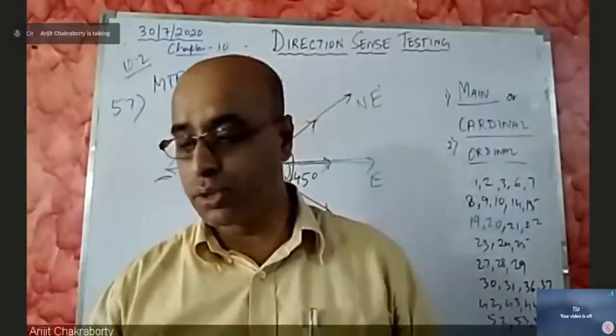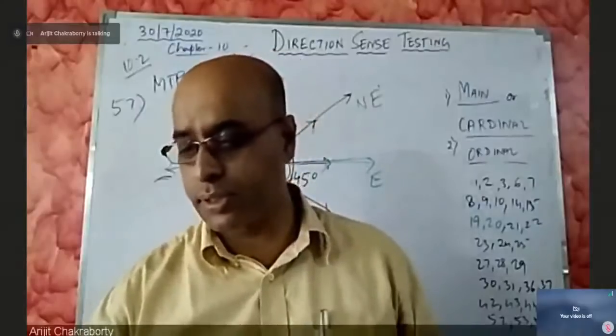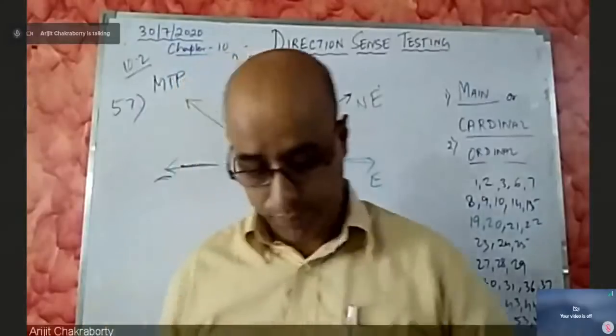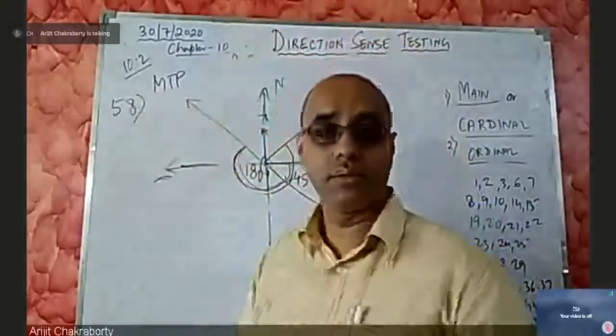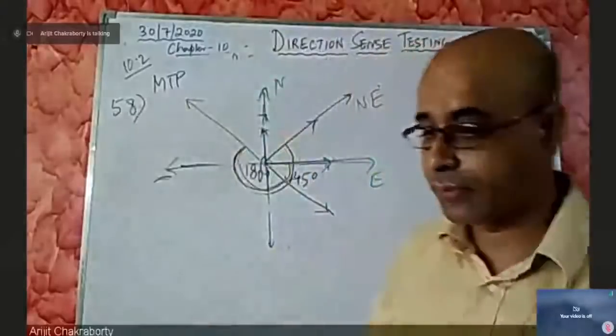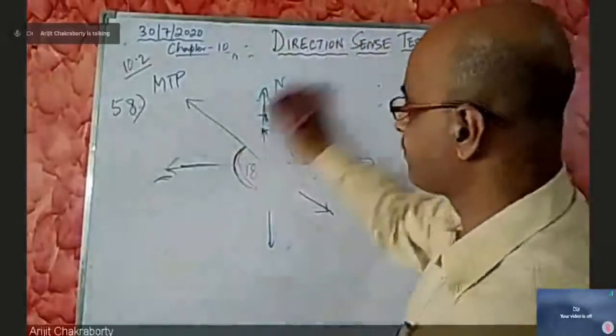So with this we move on to number 58. I think there are 3 questions in MTP. We take 58. Now question number is 58 of the MTP. Question 58 of MTP. Okay, I'll rub this.